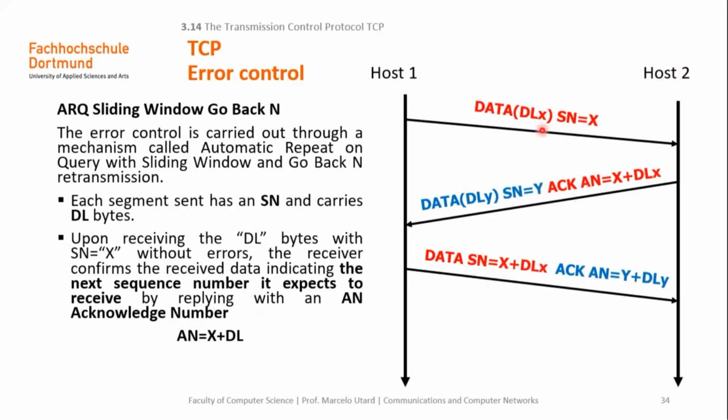Remember, that's why I color differently the two flows, the two data flows. Remember, these are the parameters from the flow from host 1 to host 2 that are sent, that are coded, piggybacked in the segment of the data from host 2 to host 1.